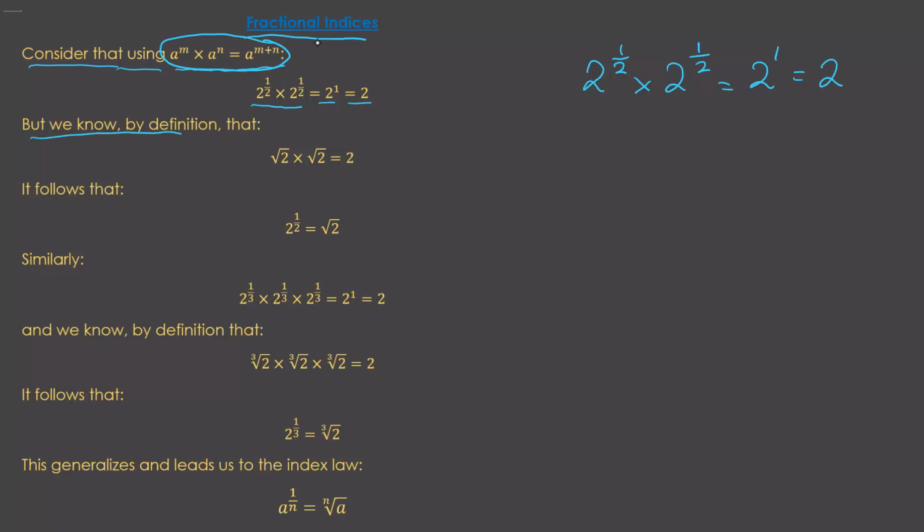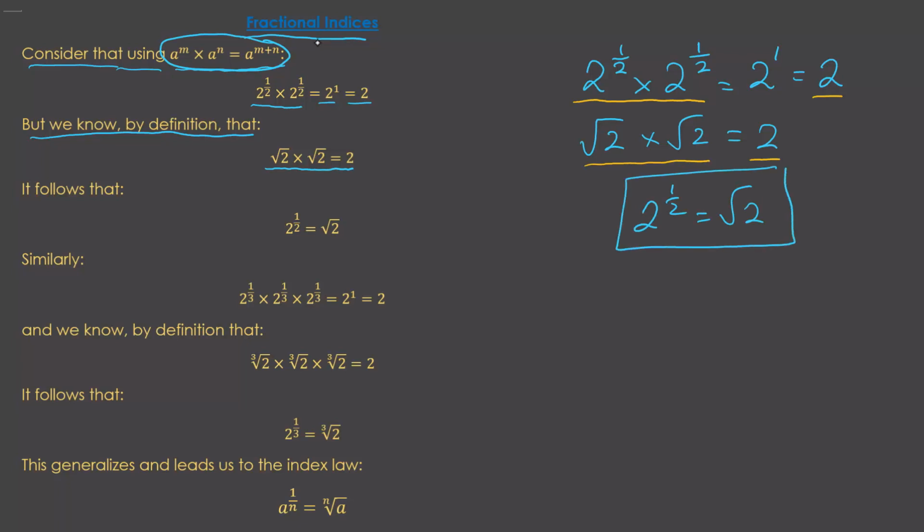But we know by definition that the square root of 2 times the square root of 2 is 2. So we also have here that root 2 times root 2 is equal to 2. So if we have 2^(1/2) times 2^(1/2) is 2, and root 2 times root 2 is 2, then it stands to reason that 2^(1/2) is the same thing as root 2.